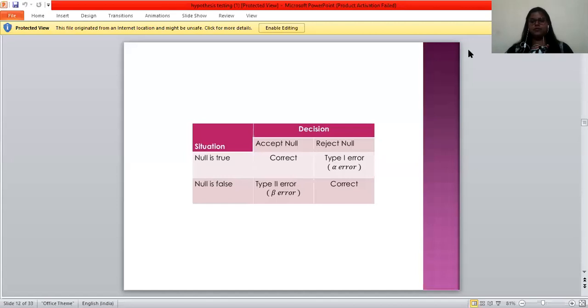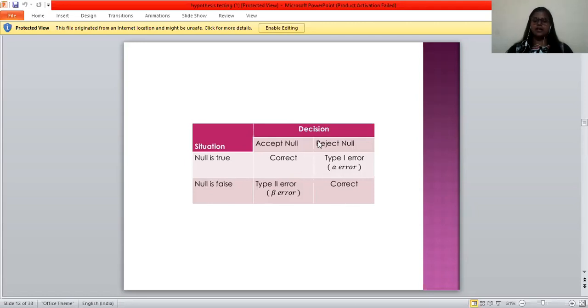Now a screen is shared to you. You can just have a look at this. A null hypothesis is true. You can have two kinds of decision in it, or decision making. You accept it, then you're deciding that it is correct. You're accepting it, and that becomes your correct decision. Though it is true, if you reject, then it becomes an error. That type of error you call type 1 error, which is called alpha error. If the null hypothesis is false and you still accept it, that decision is wrong, that becomes type 2 error. That's beta error. If you reject it, that's a correct decision.